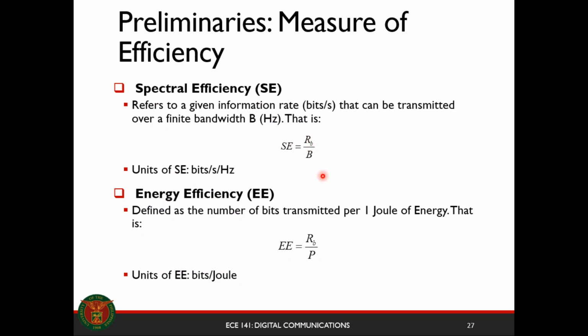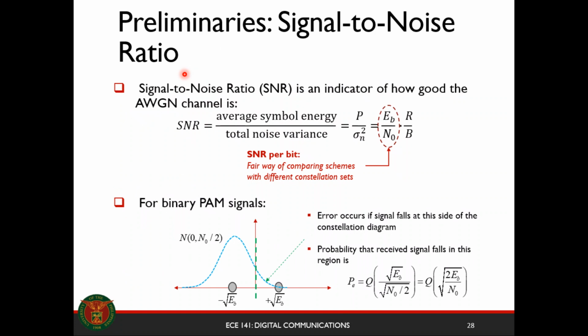So if you increase the bit rate while maintaining your bandwidth and power, you're actually increasing both your spectral efficiency and energy efficiency. Okay. So that means our signal to noise ratio, when defined in terms of our digital communication system, is still P over sigma n squared, where sigma n squared is the variance of the noise, which corresponds to noise power.